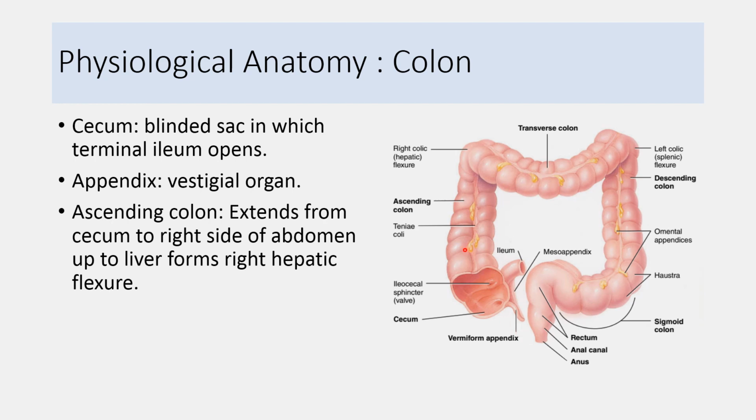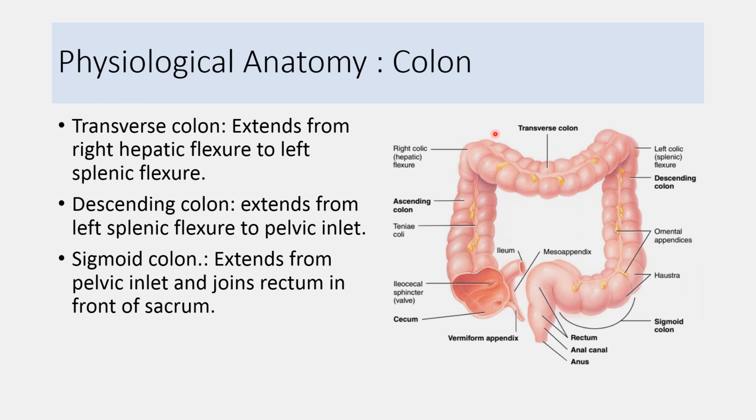The ascending colon extends from the cecum up the right side of the abdomen to the liver, where it bends and forms the right hepatic flexure. The transverse colon extends from the right hepatic flexure to the left splenic flexure, and the descending colon extends from the left splenic flexure to the pelvic inlet.